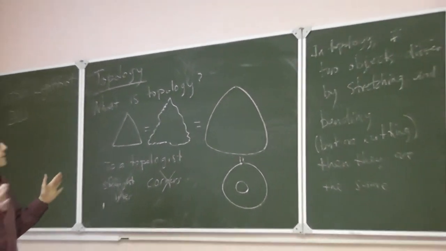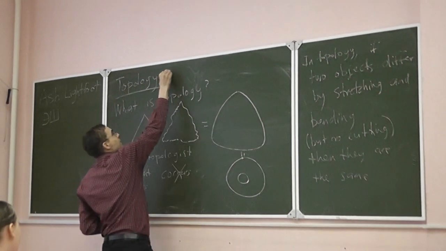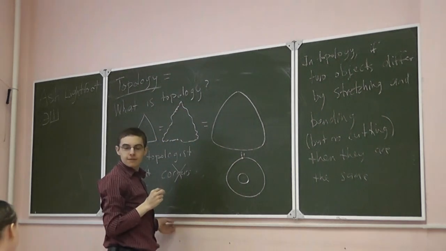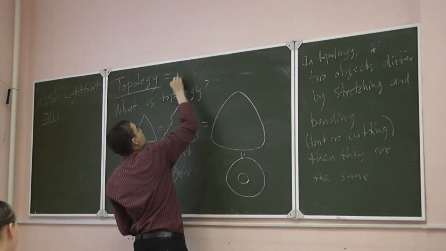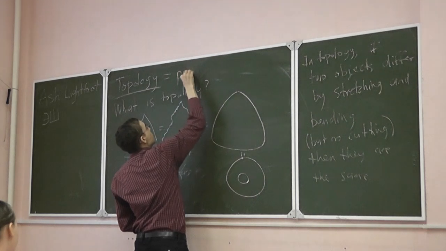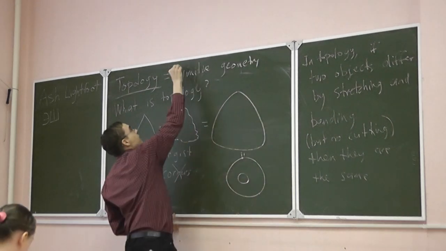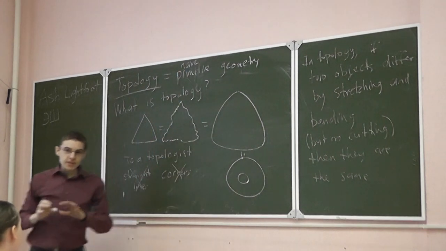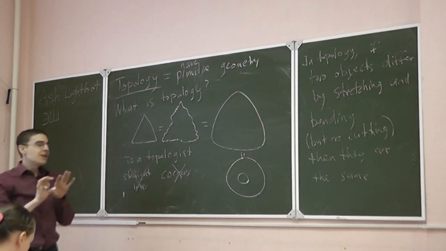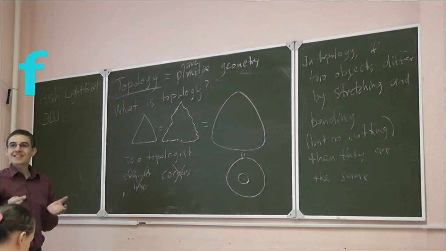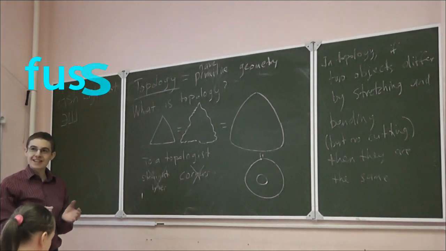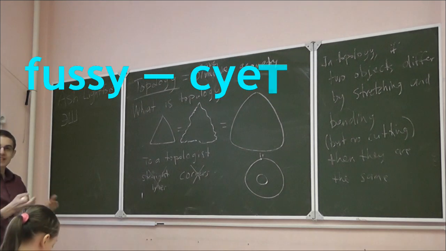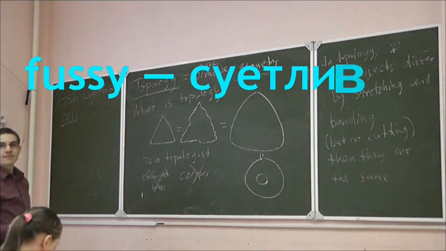So topology is like, I'm not sure of the translation, but a word that would be good for you is maybe primitive geometry. Maybe a more fancy word is naive, but I don't know. It's like geometry, but we're not fussy. That's the English word. I'm not sure of the Russian translation of the word fussy. Particular.